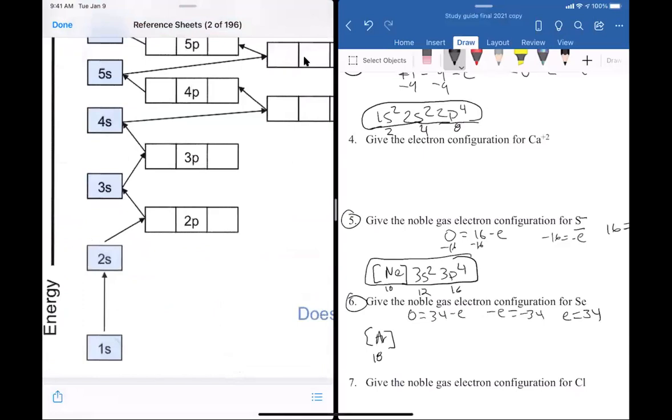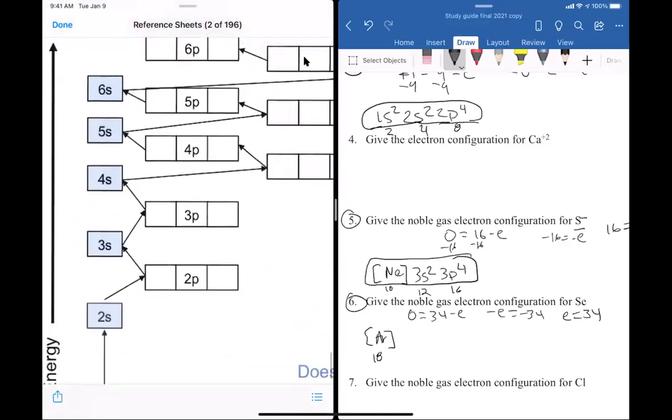So 1s is 2. 2s is 2. That's 4. 2p, that's 2, 4, 6. That's 10. 3s is 12. 3p is 14, 16, 18. Okay, so 3p is 18. So basically argon takes care of 1s all the way to 3p. So we're going to pick up after 3p.